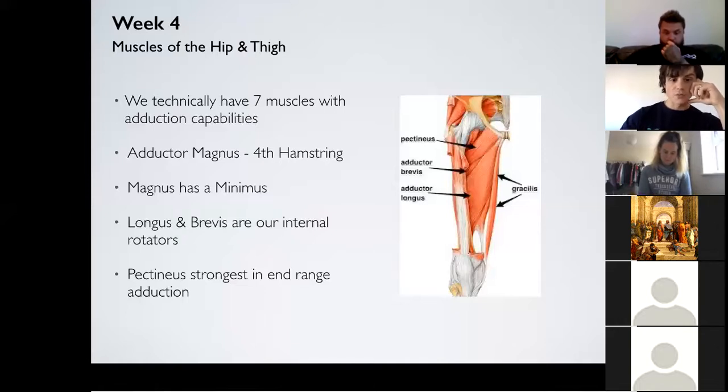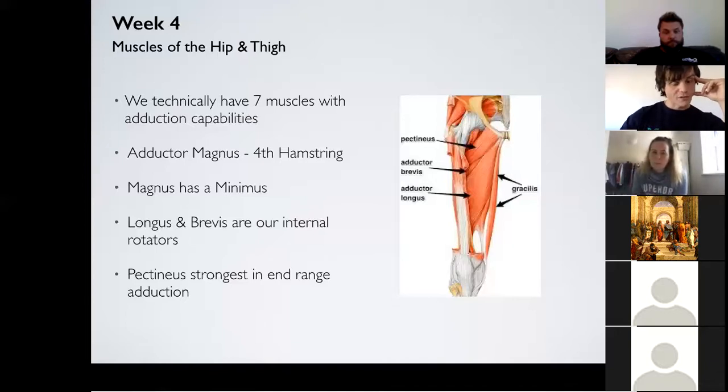If we've got a Magnus, we'll have a minimus. Just like we've got a glute maximus, we've got a minimus there. You might find that in textbooks. It just depends which one you get. Sometimes it's the adductor magnus. The really techie ones, the ones that are very anatomically intricate and meticulous, you'll find the minimus. In regards to the insertions, it's just down the linea aspera, but then into the adductor tubercle on the tibia.